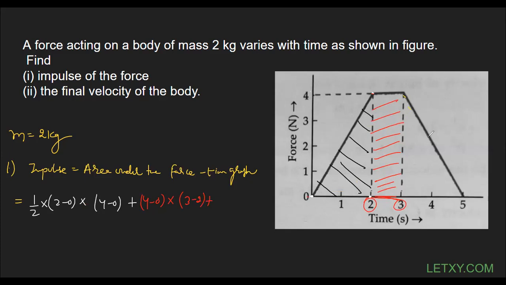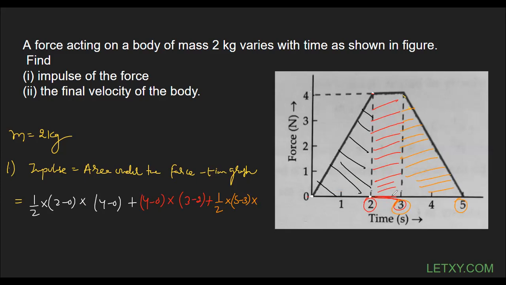Plus. Now, once again, we have a triangle, right? So let's do it. This is actually a triangle. This is the triangle that I'm going to consider. So once again, the formula will be half into base into height. What is the base? You can see this is 5, this is 3. So I'm going to write 5 minus 3 into height. What is the height? This is 3.